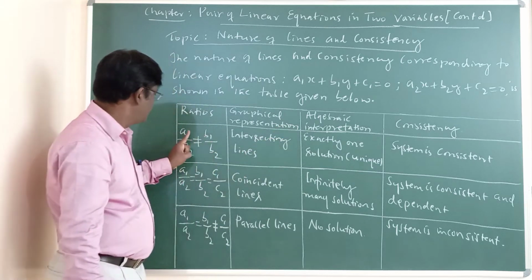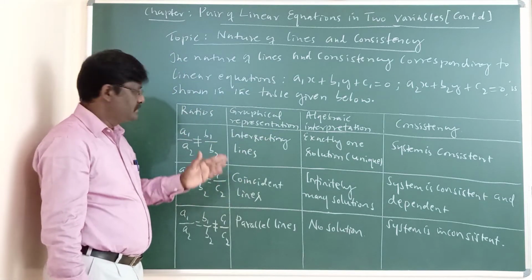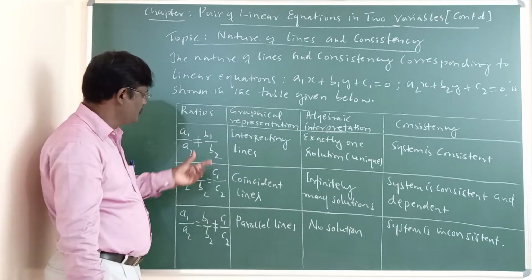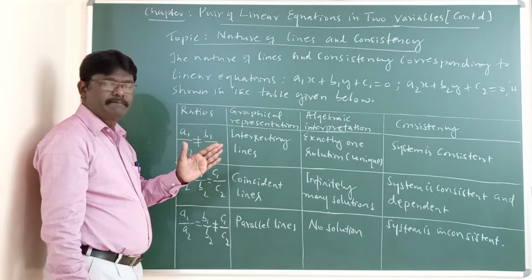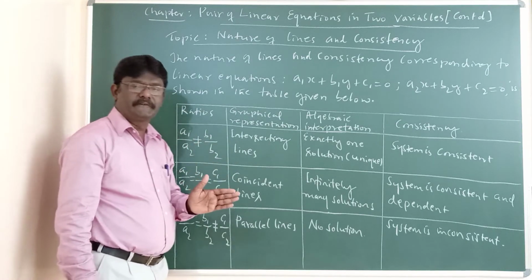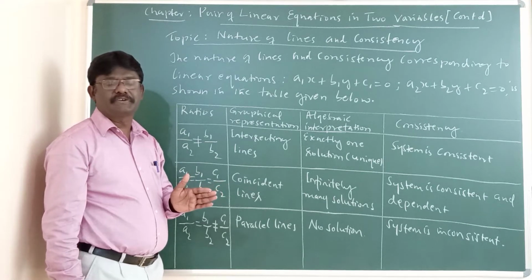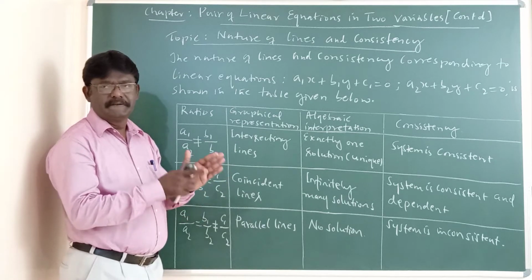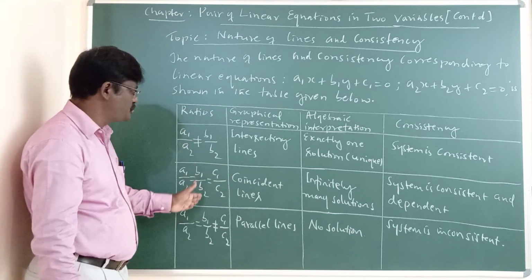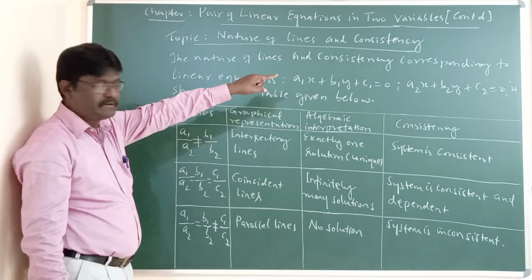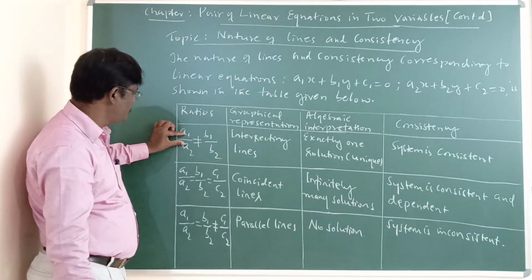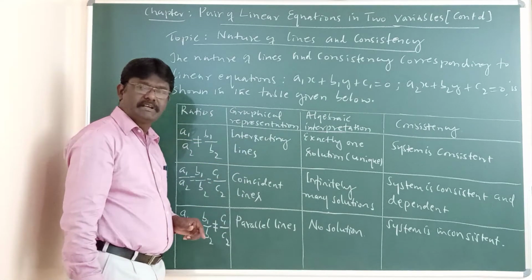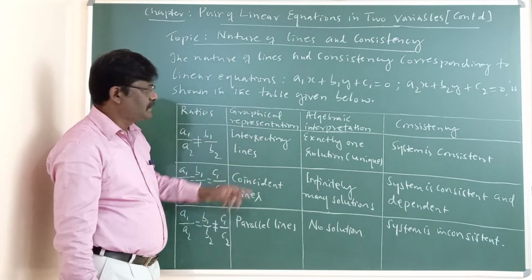So here, without drawing the graph, just by studying the ratios of the coefficients of the given system, we will be able to identify the solutions. That means whether the equations have only one solution, no solution, or infinite solutions, just by studying the ratios. If a1 by a2 is not equal to b1 by b2, then we get intersecting lines. That is the graphical representation.